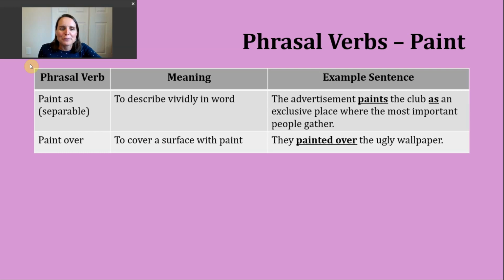A second phrasal verb you might hear is to paint over. This simply means that some surface is being covered with paint. An example of this might be: they painted over the ugly wallpaper. Now, I am not an expert when it comes to painting, but I'm pretty sure this is a horrible idea, especially if you look to remove the paint or the wallpaper in the future.